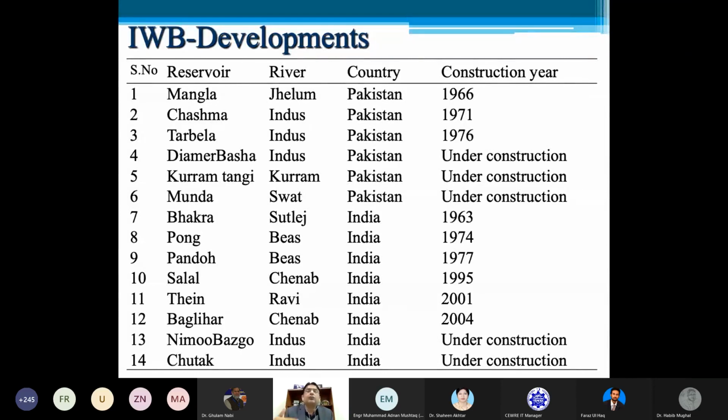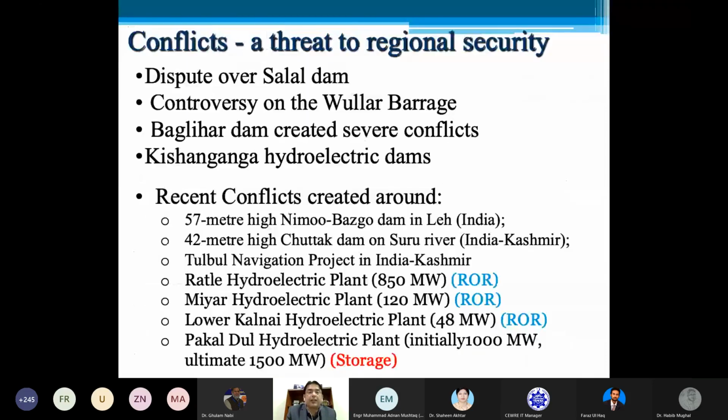That logically looks good, because if you are on the other side of the boundary, then you are using it for your own benefit. But from the Pakistani perspective, it's always a risk for Pakistani agriculture as well. Then there are some conflicts between both countries, like the dispute over the Salal Dam, which is going on. Controversy on the Wular Barrage and Baglihar Dam created severe conflicts between Pakistan and India. Then Kishanganga is also there.